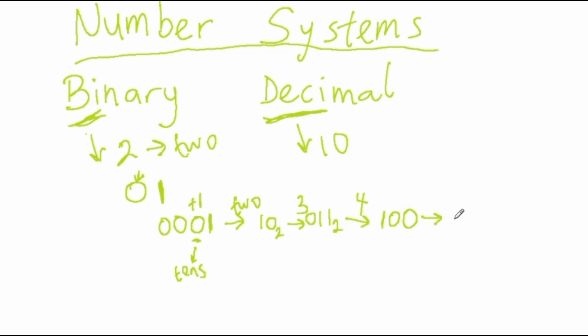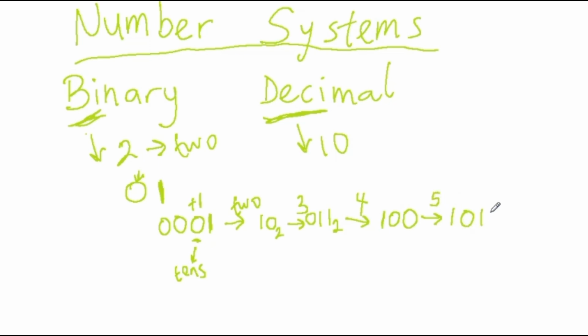What about 5? If we want to increase it to 5, we increase the smallest lower order digit by 1. So this stays the same, this stays the same, but then this will increase by 1. So that will give us 5.